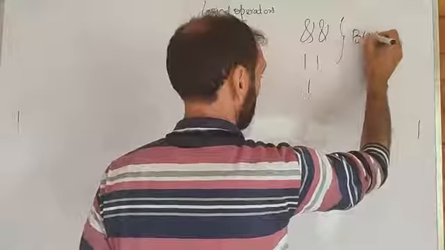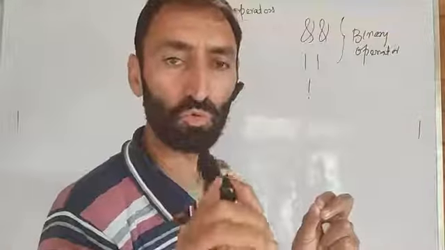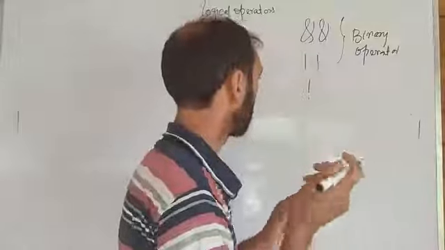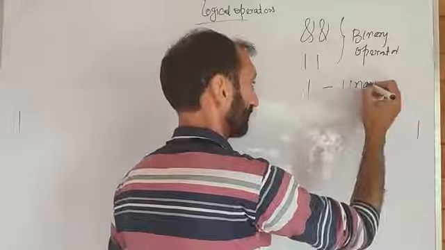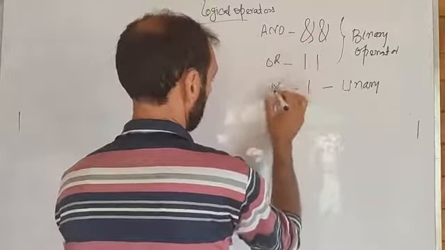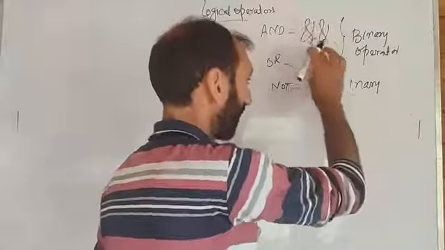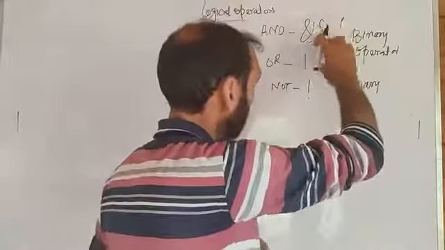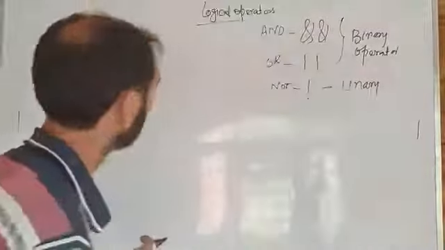They are the binary operators, that means they require two operands to perform the operation, and the NOT operator is the unary operator. In C, there are three different kinds of logical operators: AND operator, OR operator, and NOT operator. Among them, the first two, AND and OR, are the binary operators, while NOT is the unary operator.